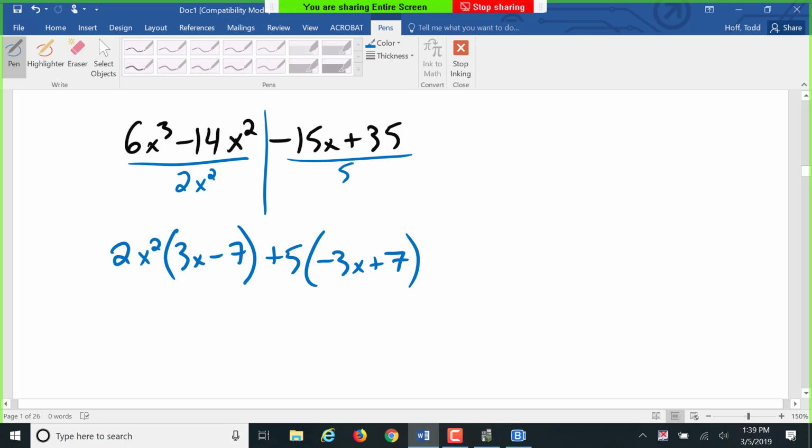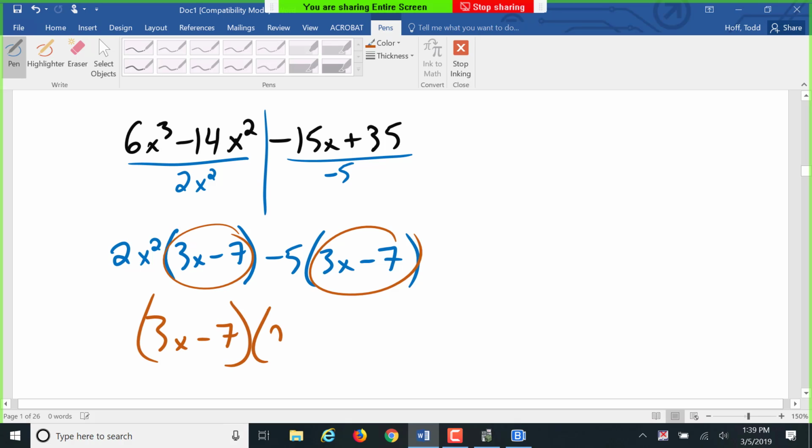What does that tell us? Yeah. We're going to go back and divide out a negative 5. So it used to be a positive 3x minus 7. So that we end up with that same term in here. And then we factor that out. You get 3x minus 7 times 2x squared minus 5.